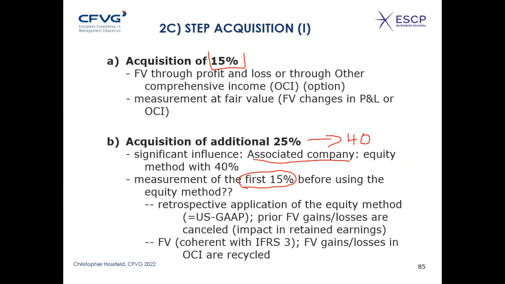The question is, what do I do with the older book value of the other 15%? In IFRS, there is no clear rule. Either we could do the same thing that the Americans do, a retrospective application of the equity method. That means today when I have the 40%, I check what would have been the book value if I had applied the equity method since the very beginning, starting with 15% and accounting for 15% of the profit and retained earnings and all this. And today I buy another 25%, and that would be my starting point to use the equity method from here on with 40%.